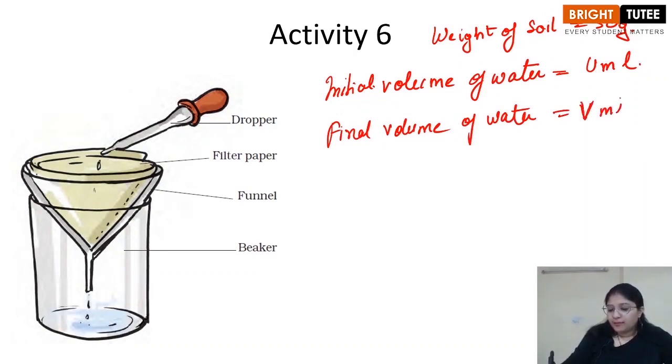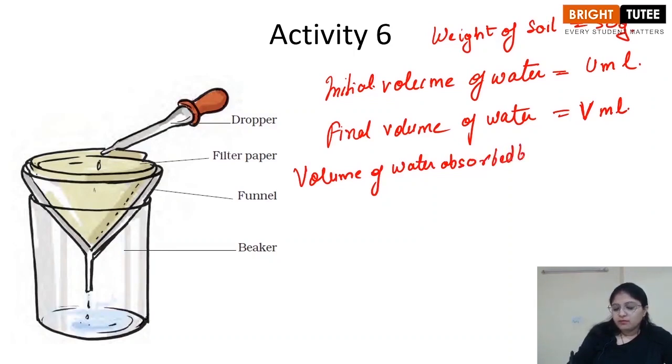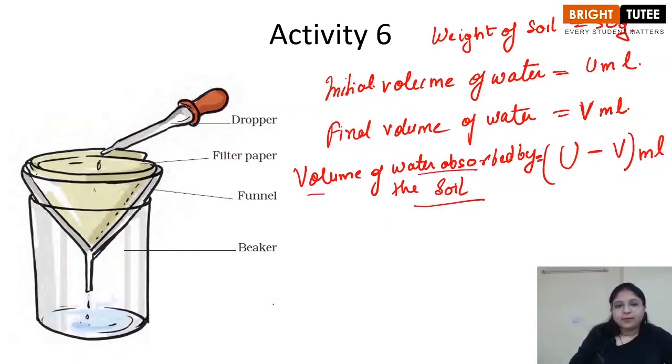So it becomes V mL. Now over here what we are trying to find out is the volume of water absorbed by the soil. What will it be? It's quite simple. We are going to subtract the final volume from the initial volume, and this will give us the total volume of water that was absorbed by the soil.